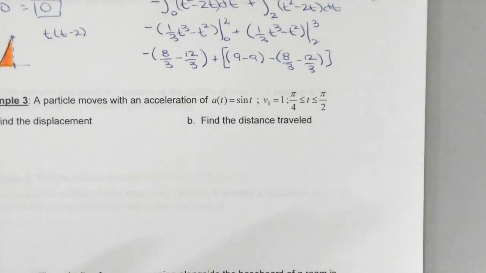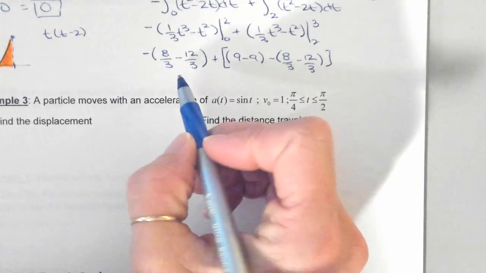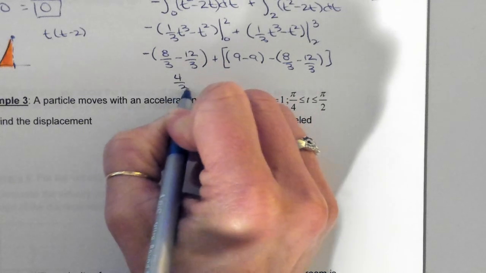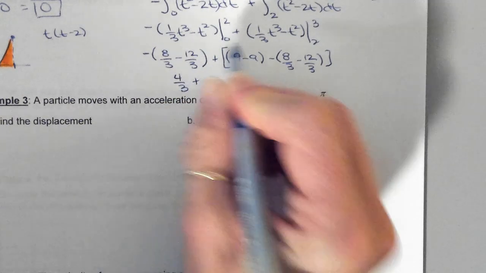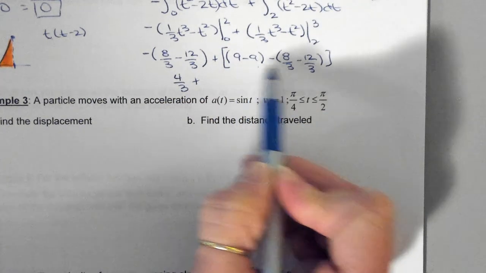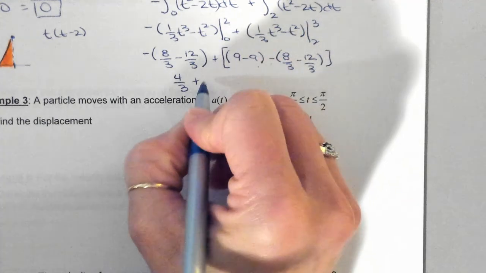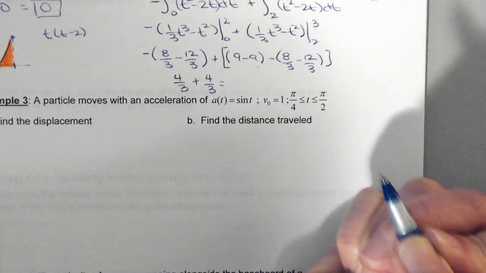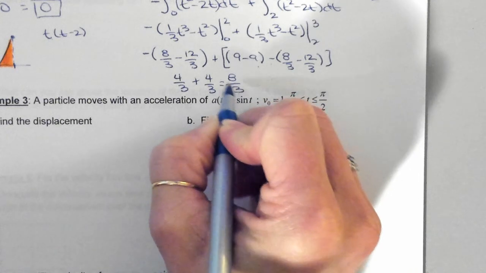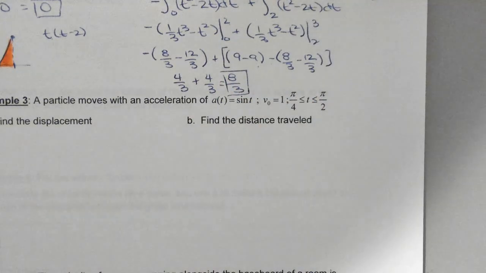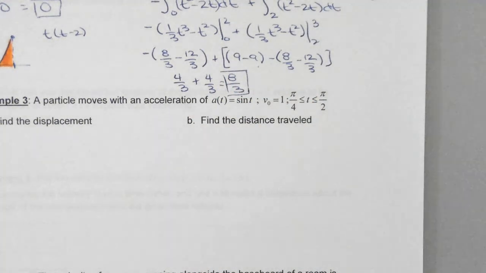Okay, before I continue, does everyone understand where all these numbers came from? I didn't just make them up. Okay, so this actually becomes positive 4/3 plus, this is 0, this is negative 4/3, and we're subtracting, so it's 4/3. So the distance traveled is 8/3 units, whatever it is. Okay, questions before I go to the next problem? Everybody doing okay?